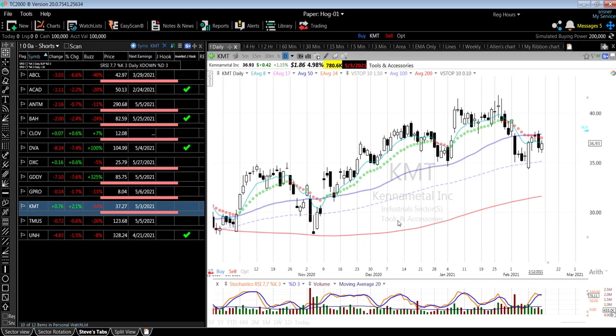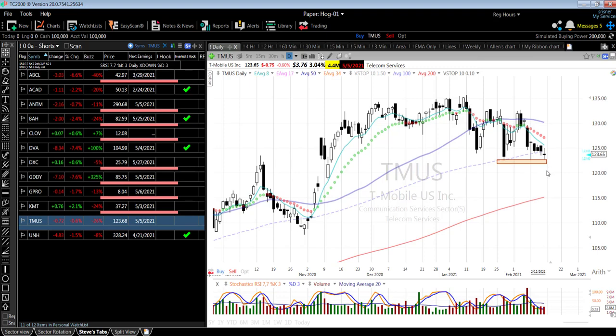Kennametal, KMT. It did a move down to the 100 period moving average, which happens an awful lot for these blue chip failures. Went back up to the 50, and it is setting up for a possible move down to or towards the 200 period moving average. And stochastic RSI is favoring a continued move, at least down to the prior lows of about 34.